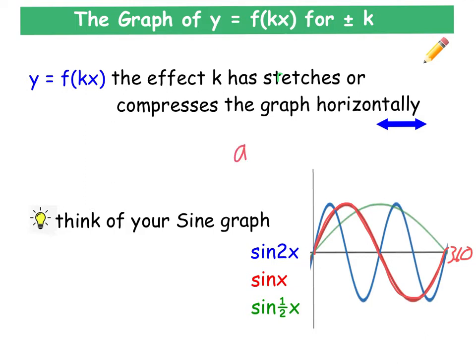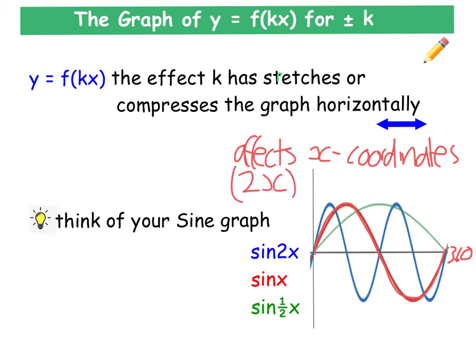So it affects the x coordinates on this one. The other one we just did affected the y coordinates. This one affects the x coordinates. And it does opposites, okay? So a 2x in the bracket halves them. But then if I do a half x, it doubles them, okay? So bear that in mind, and if you have any doubts, come back to that sine graph all the time.